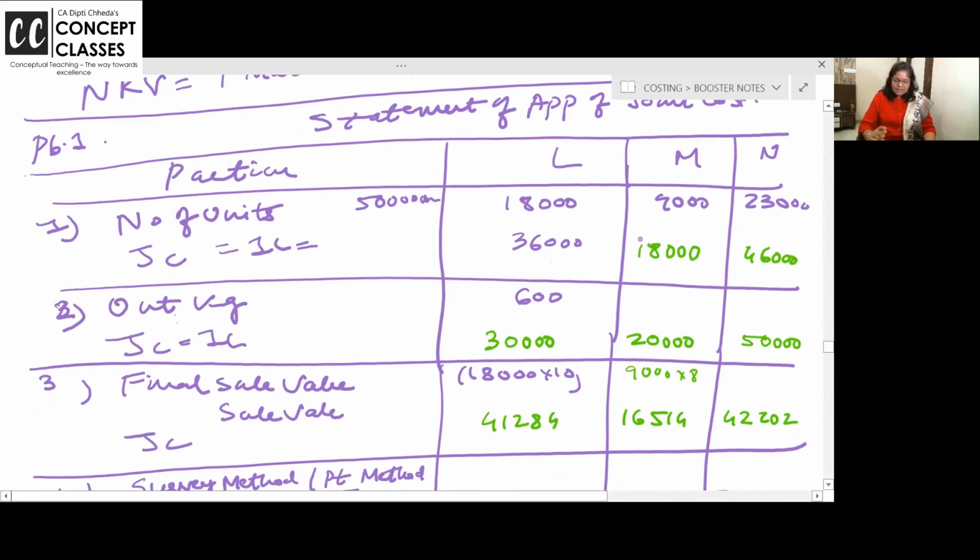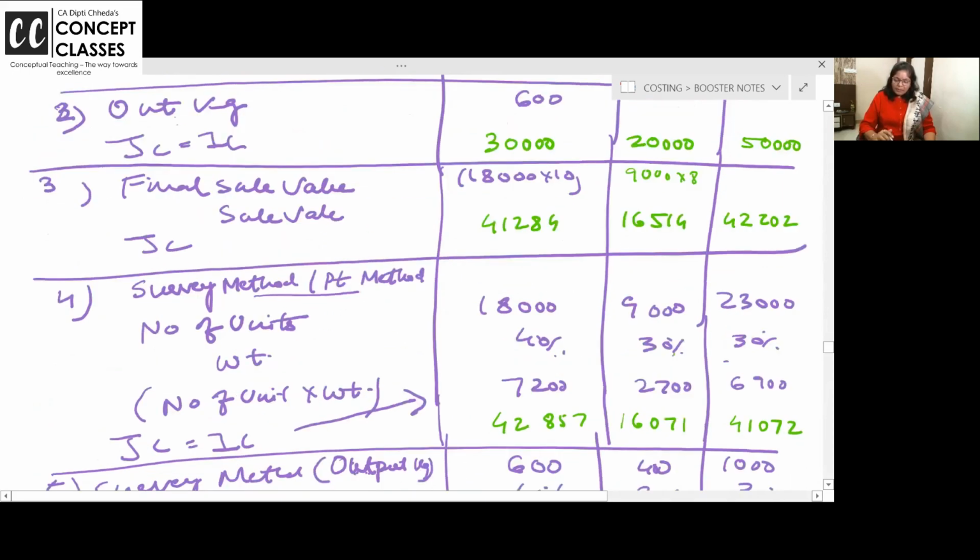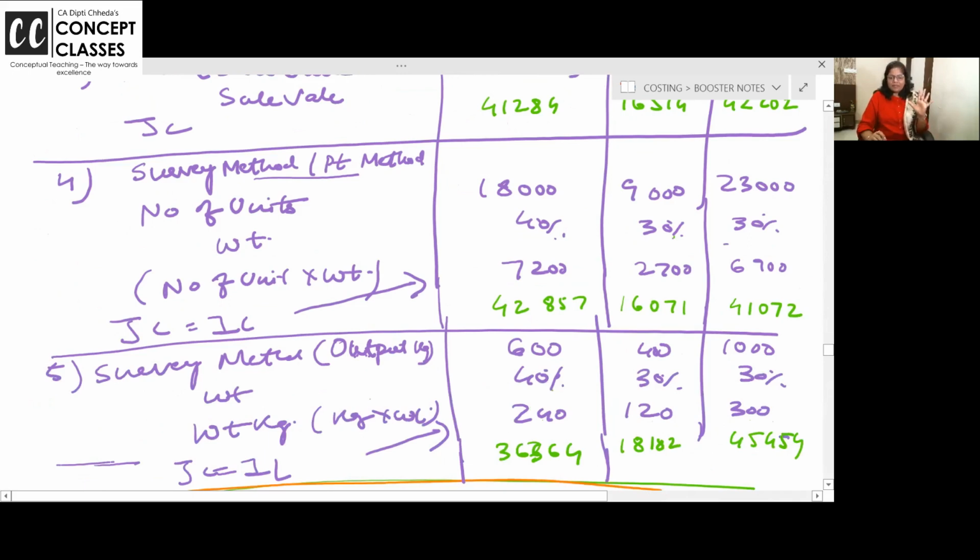Right. See how you can apportion this cost in number of units, or you can apportion it in the output, or you can apportion it in the final sales value. Okay. And now what is the survey method? Survey method is, suppose these are the number of units produced and the survey says the weights of the number of units are 40%, 30%. Weights can be given in points, percentage, anything. So you multiply the number of units with the weight. So you get these as survey points. And in this ratio, you will apportion the 1 lakh joint cost.